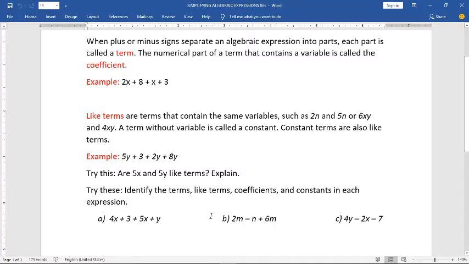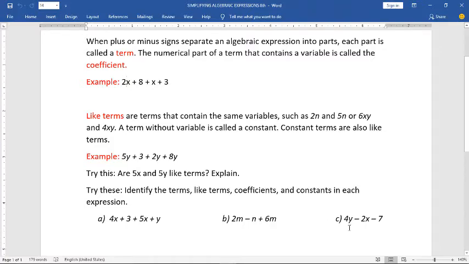The terms are 2m, minus n, plus 6m. Here we have 3 terms. The like terms are 2m and 6m because they contain the same variable. Coefficients are 2 and 6. Constant, there is no constant in this algebraic expression.